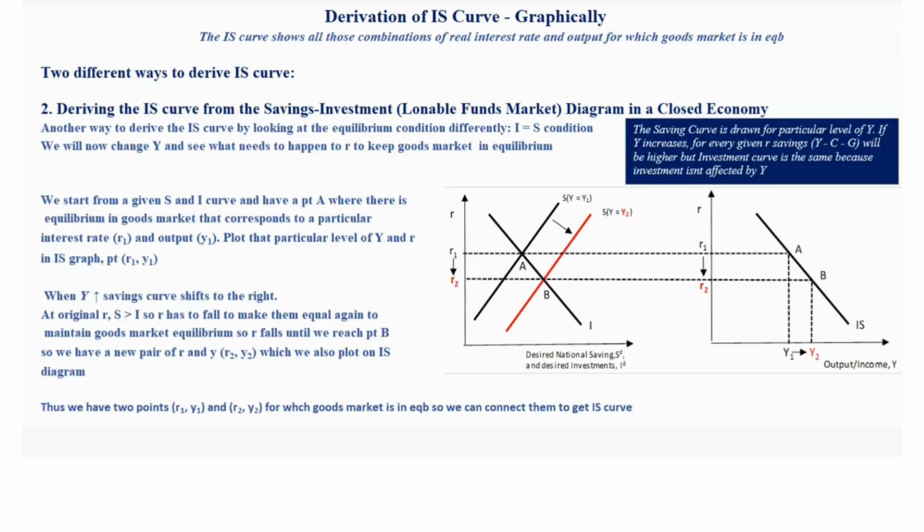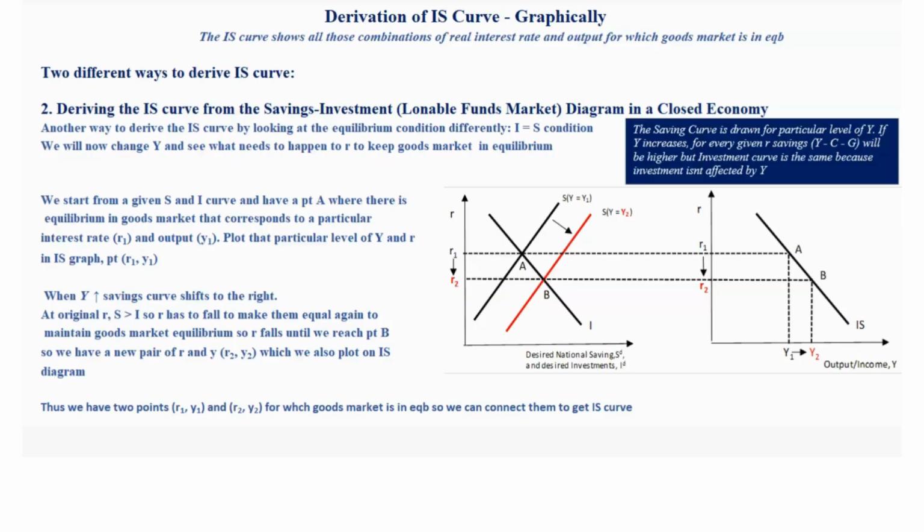Now, we start from a given savings and investment curve, where keep in mind, whenever we plot the savings curve, it's drawn for a particular level of Y. So in this particular case, we are plotting it for Y equals Y1. So we have our point A, where there's equilibrium in the goods market, and this corresponds to a particular interest rate R1 and output Y1, and we can plot this point on our second graph, R1, Y1.